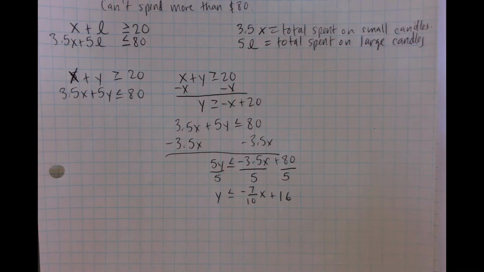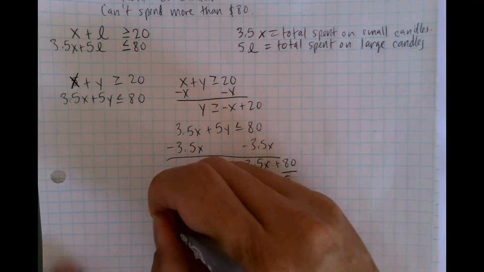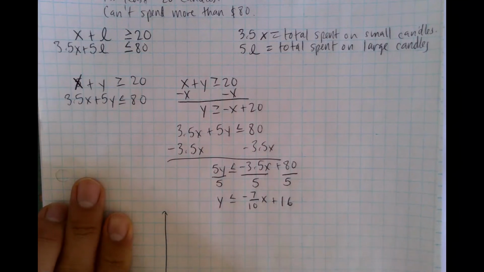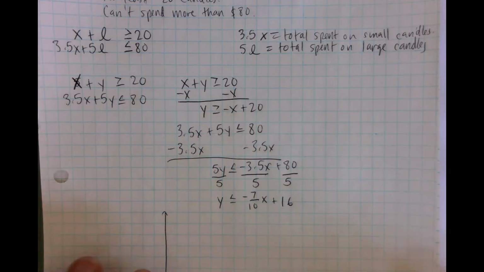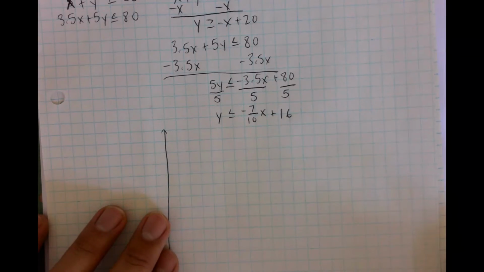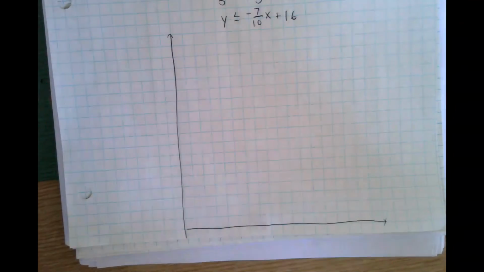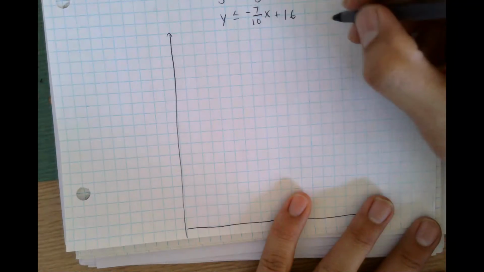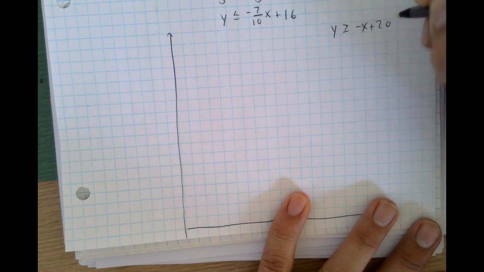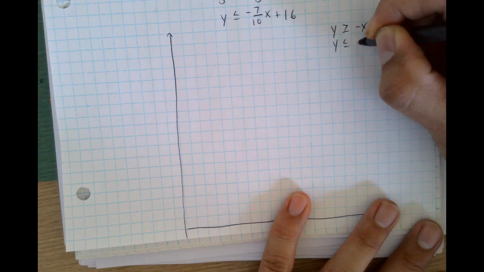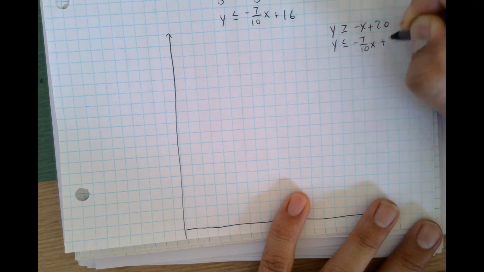Okay, so now that we've converted both of these inequalities, now we can go ahead and graph them. So I'm going to make a very tall graph here. Okay, so I'm going to graph both of these inequalities now. So we have y is greater than or equal to negative x plus 20, and we have y is less than or equal to negative 7 over 10x plus 16.